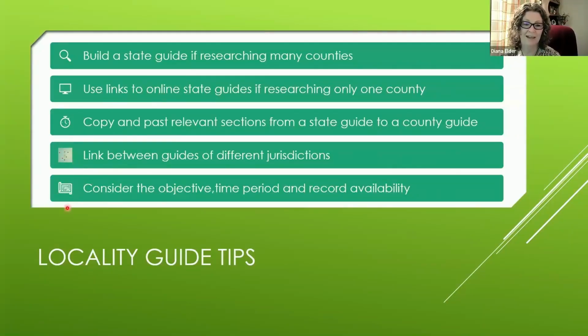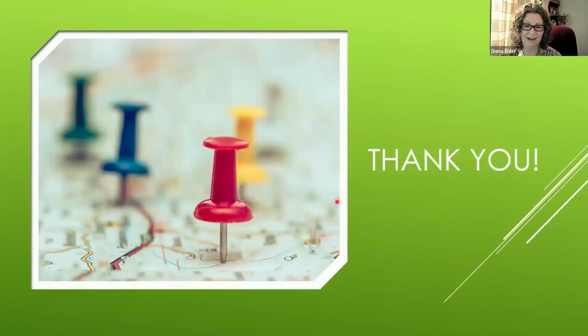And then again, I always say this, but it's just a good reminder that when you're building your guide, consider your objective. When are you going to be researching, and what kind of records are you trying to find? So that can help you to narrow down the focus of your locality guide and not have it be an overwhelming process to try to get every single thing for that locality. And of course, they're fluid and we add to them as we go. So I hope some of those tips will help you as you're trying to decide which locality you want to actually do your guide for.